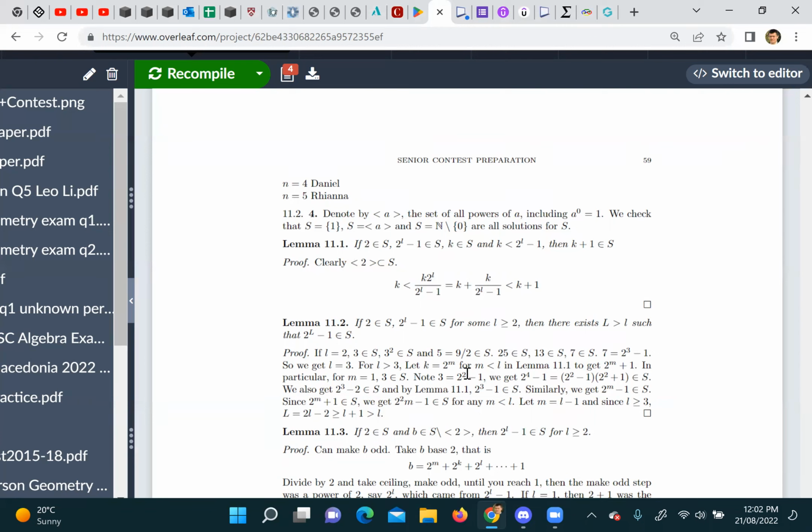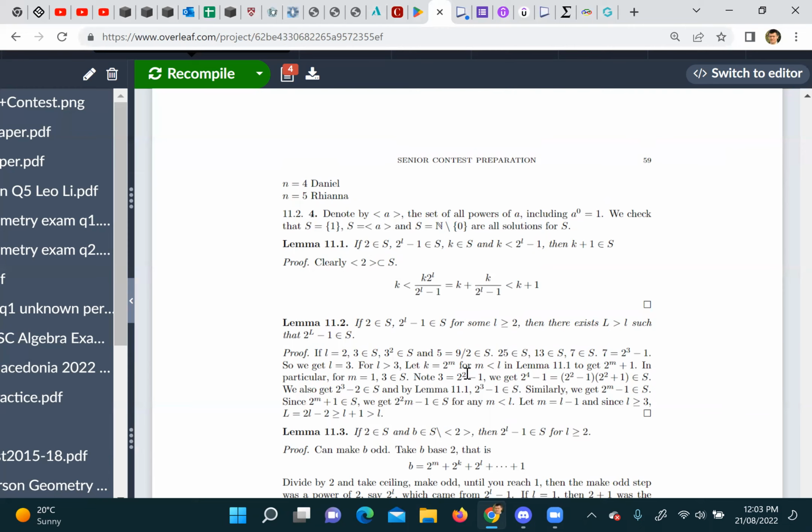Yeah, I guess so. But what was the manner in which you proved that once you get 3, you got everything? It's in the same lemma, right? You just use this. So I'm just saying that once you get 3, you get arbitrarily large 2 to the power minus 1. And then you get 2 to the L minus 1. And then you can just apply that to the first lemma, and then you get everything.